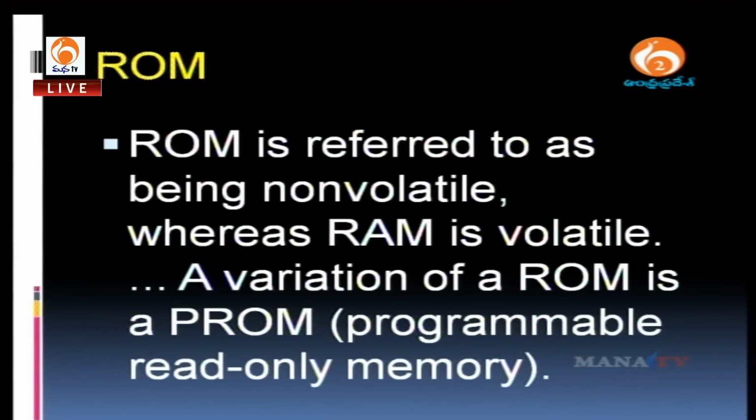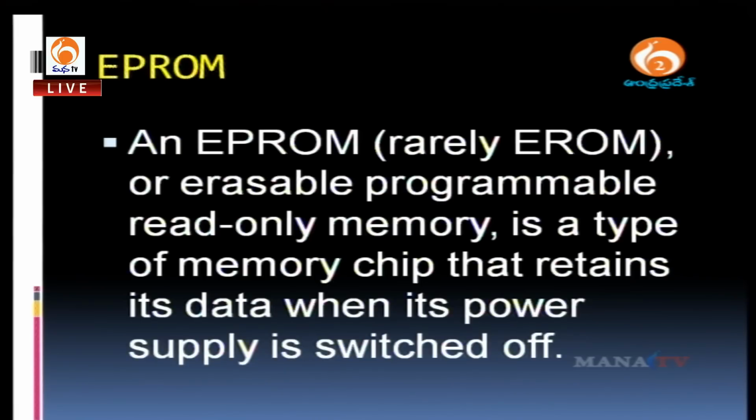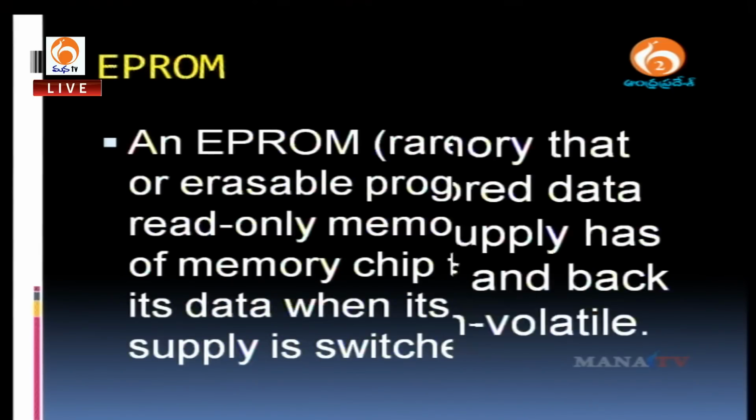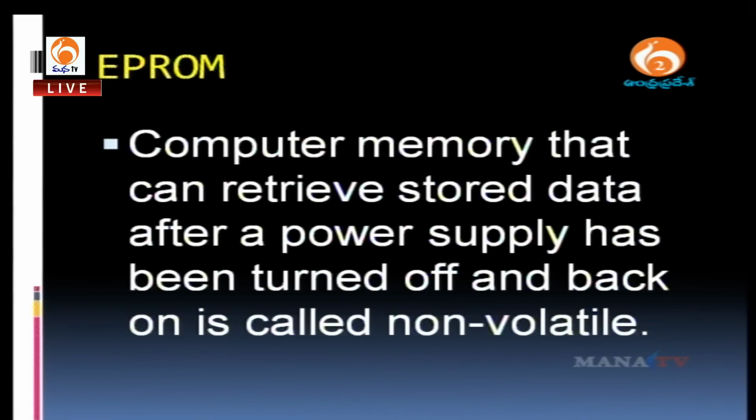Next, ROM is referred to as being non-volatile, whereas RAM is volatile. A variation of ROM is programmable read only memory. Another term is EPROM, erasable programmable read only memory, a type of memory chip that retains its data when the power supply is switched off. Computer memory that can retrieve stored data after power supply has been turned off and back on is called non-volatile.